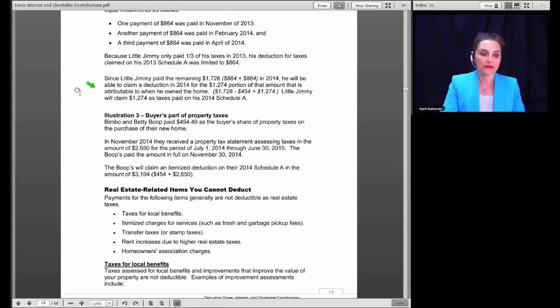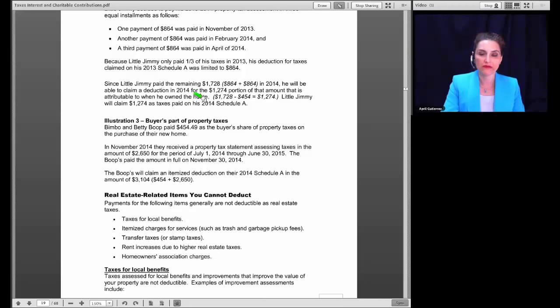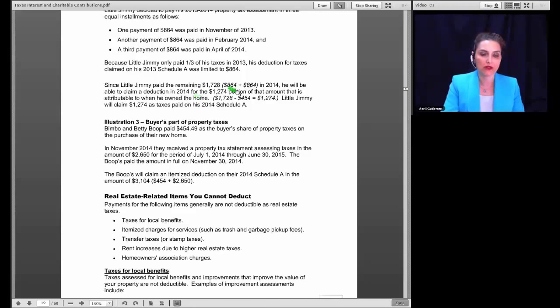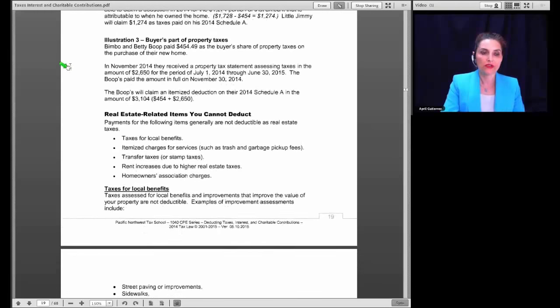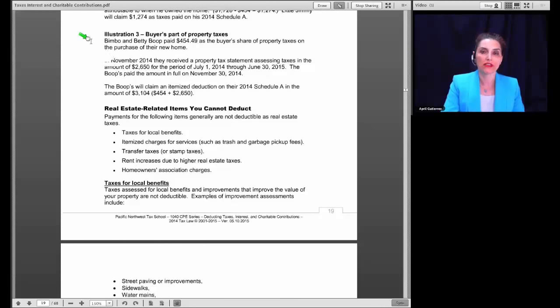He still has to factor in the portion of that tax that is going to get credited to him at close. And the amount that's going to get credited to him at close when he sells to Betty Boop is $454. So he's going to take the amount of tax he paid in 2014, and from that he's going to subtract the $454 amount that is credited to him at close. And so the difference of $1,274 is going to be the amount he can deduct on his 2014 Schedule A. So those were 2 different scenarios for how Jimmy would claim these prorated property taxes.